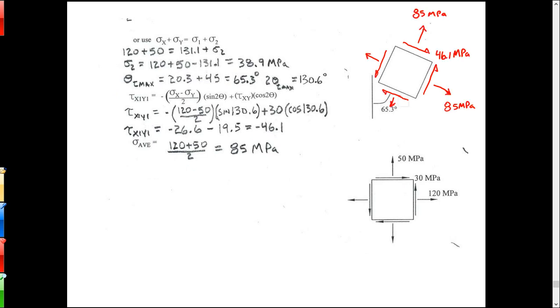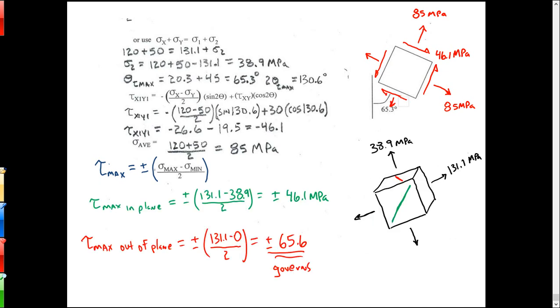All right, so if I sketch that up, it'll look like so, because I get my average normal stress at 85. So in the plane, the biggest shear stress is 46.1. But I got to be careful. I can't necessarily design for that. I want to check the out-of-plane shear stress too. And to do that, I use that tau max is plus or minus sigma max minus sigma min over 2 formula. That's equation 30. So tau max in plane would be the maximum in plane normal stress, which is 131.1, minus the minimum, which is 38.9, over 2. And those are always plus or minus. So that's plus or minus 46.1. That's the maximum in plane shear stress.